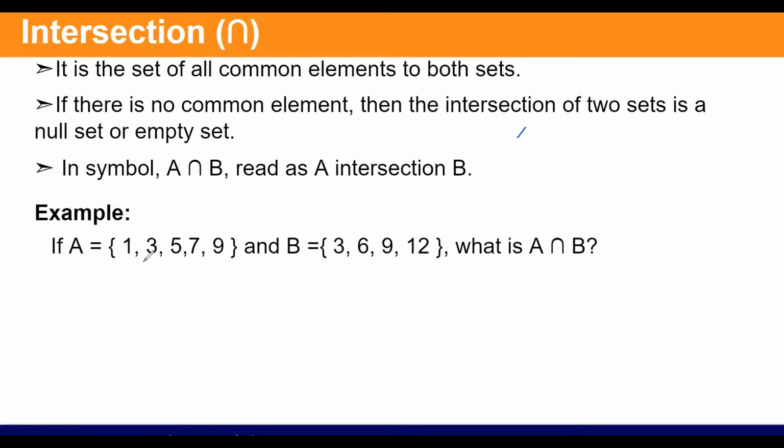Ayan, so as you can see, 3. 3. What else? 5. So, dito sa B, walang 5. May 7 po ba sa B? Wala. May 9 ba sa B? Meron. Ayan. And then, may 12 ba sa A? May 1 ba sa B? May 6 po ba sa A? Okay. So, ayan. So, ito lang po yung magkaparehong natin. 3 and 9. Let us check.